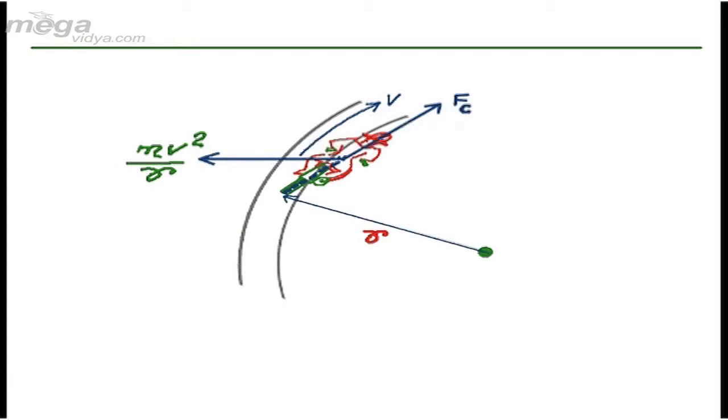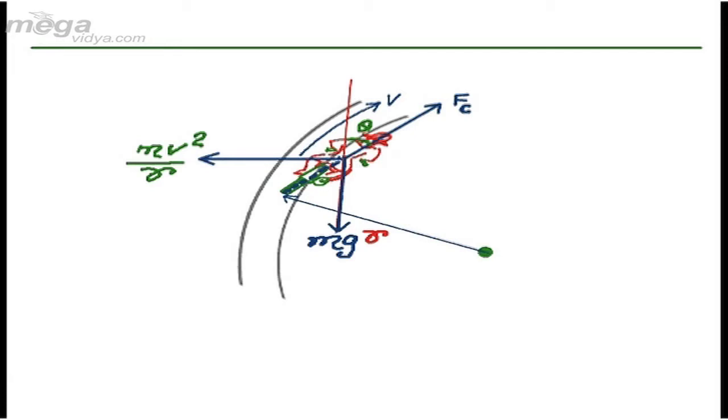If we talk about a vertical line passing through the center of mass or center of gravity of bike plus man, then if this angle is theta, obviously here this force will be the mg of bike plus man vertically downward.